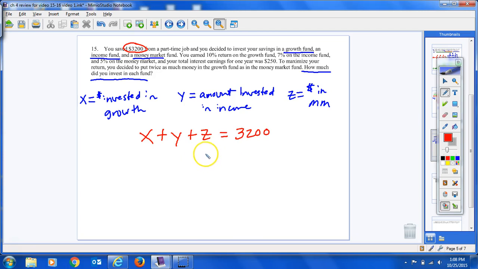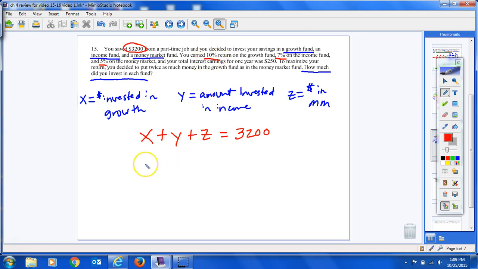So that's one equation. My next equation is going to be based on the return on my investment for each fund. And for all these investment problems, you'll have one equation that's designed to represent how much money did you earn off of your investment.